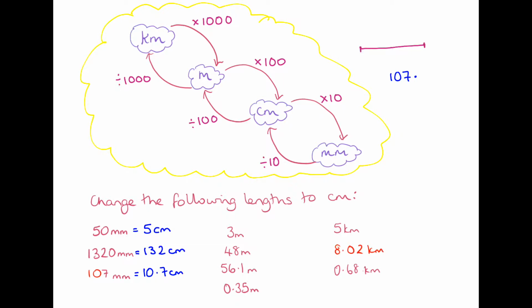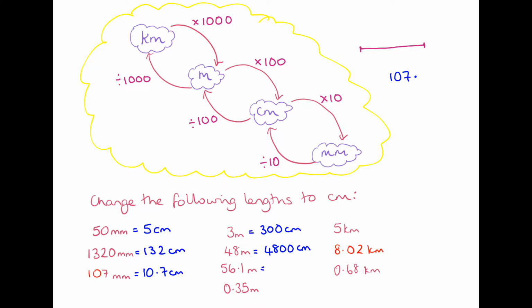Okay, so now our next column, these are all amounts of metres, and we're going to change them into centimetres. So here's metres, and here's centimetres, so we're changing metres to centimetres. So we're multiplying by 100 because we're going this way. So we're going to multiply by 100 for each of these. So 3 times 100 is 300. 48 times 100 is 4800.